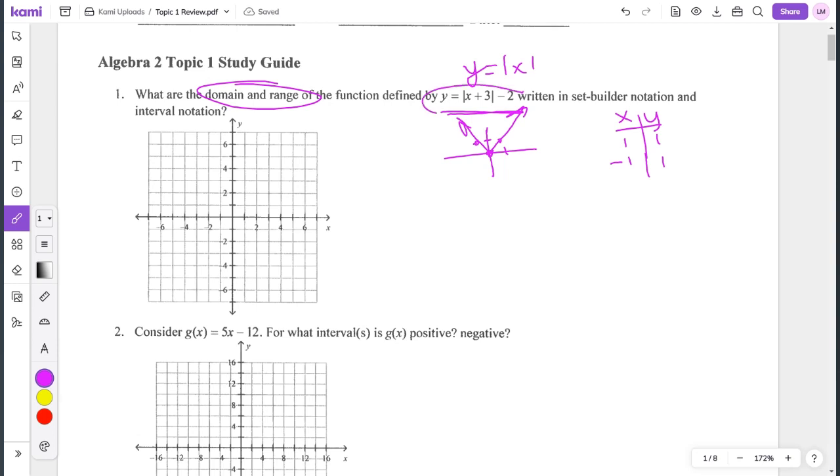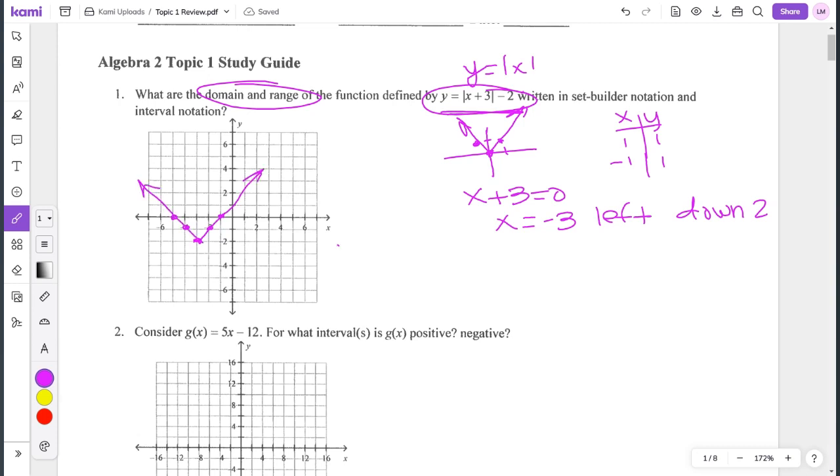And then this rule says take the graph left 3, because remember I take out x plus 3 and I set it equal to 0. So this tells me left 3 and then down 2. So I go left 3 to negative 3 and down to negative 2, and then I'm going to follow the pattern. My slope is 1, so I'm going over 1, up 1, over 1, up 1 to make the V.